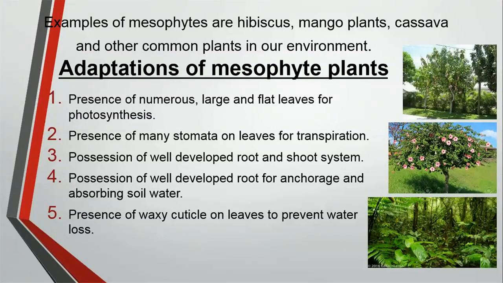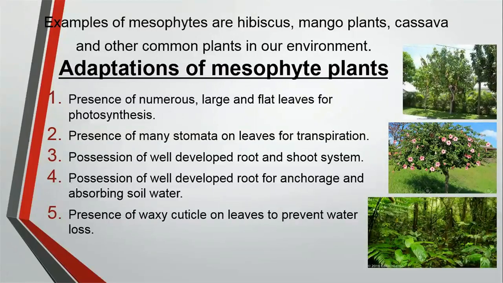Now let's look at some adaptive features or adaptations of mesophyte plants. Number one is possession of numerous or large and flat leaves for photosynthesis. They can afford to have many leaves. The leaves can even afford to be large. Why? Because they don't have a challenge with water in the environment, so they can afford to have many leaves to lose water, and also for photosynthesis.